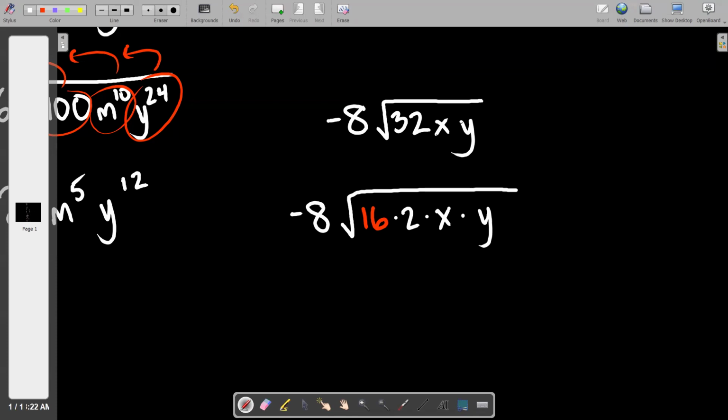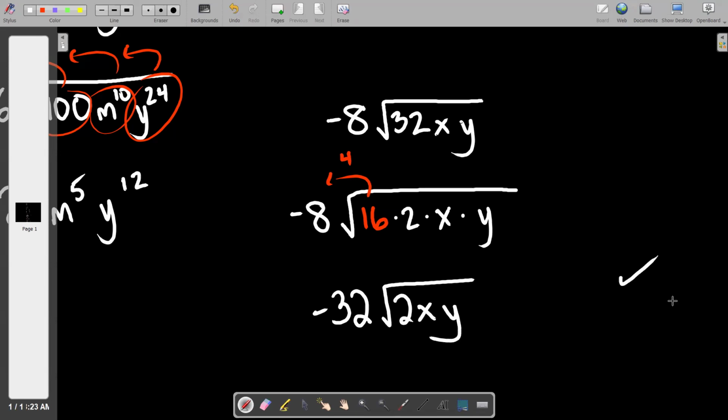But there is one jailbreak. It's that 16. And when he breaks out, what's he going to become? He's going to become a 4. And when he multiplies by the other jailbreak, what do they make? We get -32. And then who's stuck in jail? The 2, the X, and the Y. Done. You feel like you got this?